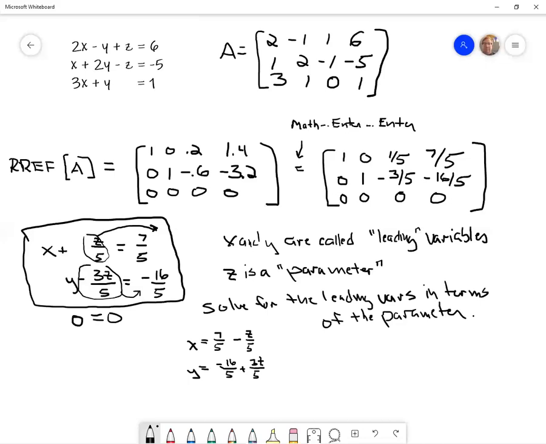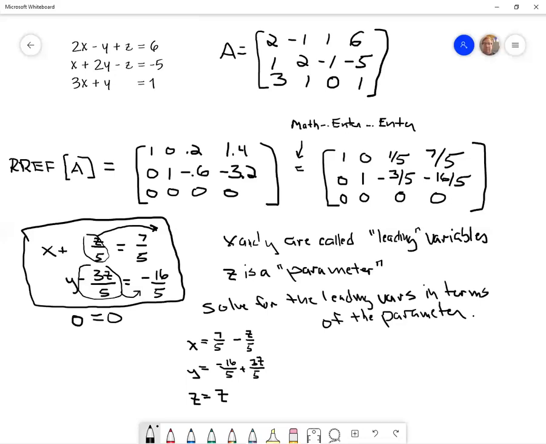Okay. And z is free to be whatever I want. That's why I have an infinite number of solutions. So the way I write this in my solution is I say z equals z. It's free to be whatever I want. But once I make that choice, x has to be 7/5 minus that choice over 5, and y has to be minus 16/5 plus 3/5 times that choice. As long as x and y follow those rules, I'm going to have a solution to my system of equations.